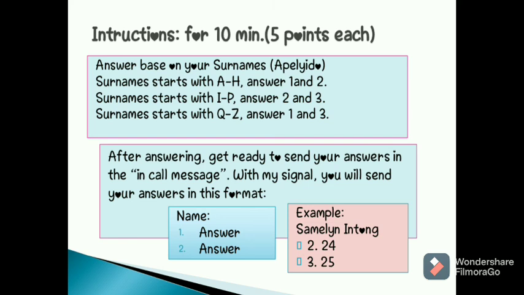So don't forget to include the interpretation per answer. So number 2, for example, your answer is 24, and then dash the interpretation. Then number 3, answer 25 dash the interpretation.